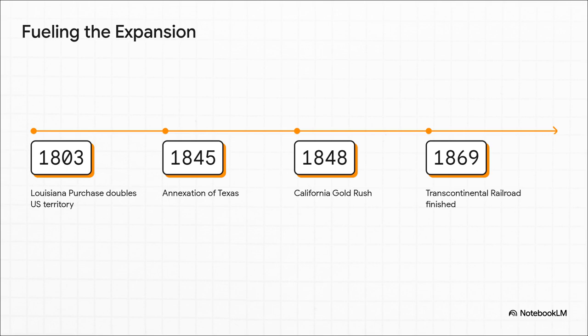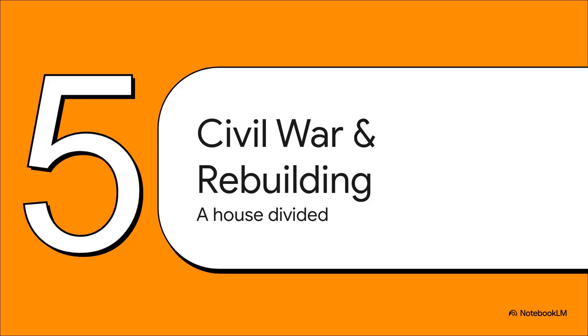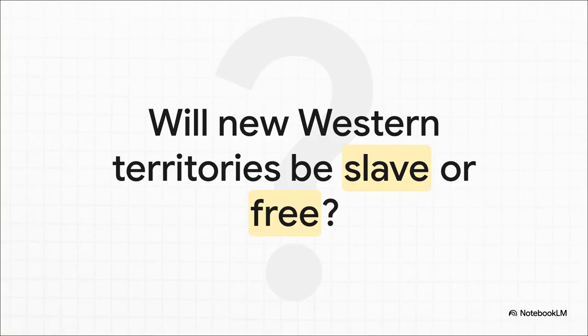A total game changer. This brings us to our final chapter, Part 5, Civil War and Reconstruction. Because, well, a house divided cannot stand. So here's the breaking point. This incredibly rapid, seemingly triumphant Western expansion inevitably tore the United States apart at the seams. You see, for decades, politicians had basically just been kicking the can down the road when it came to slavery, using these temporary, fragile compromises. But now, every single time a new territory was added, it forced this unavoidable question that threatened the whole balance of power in Congress. Is this new land going to be slave or free?